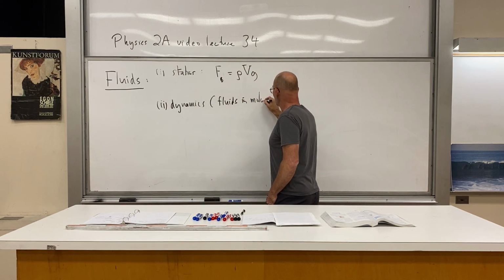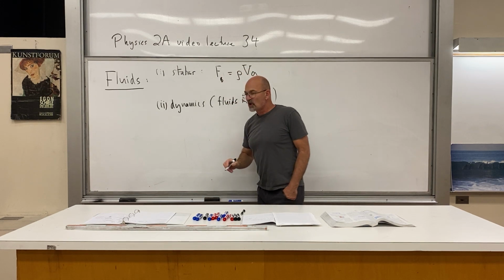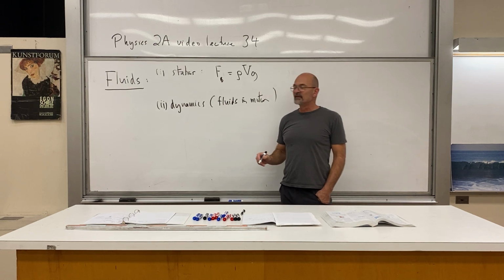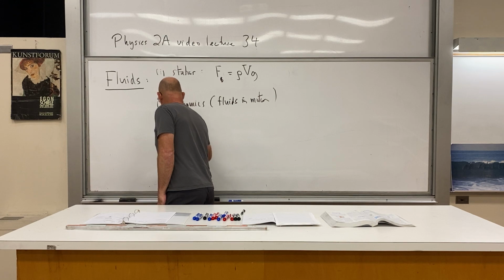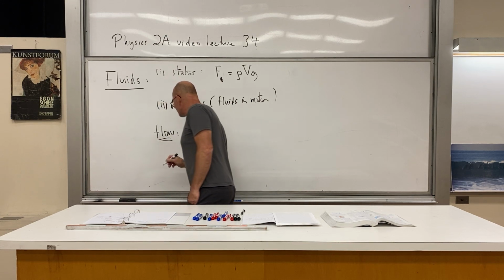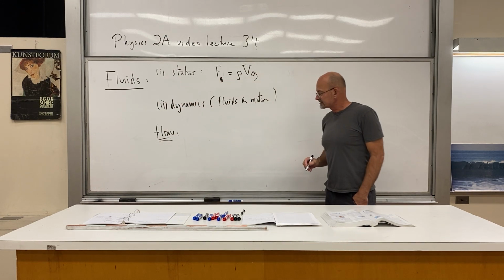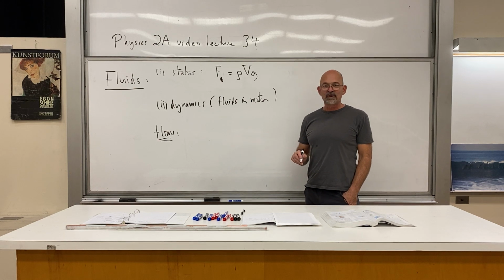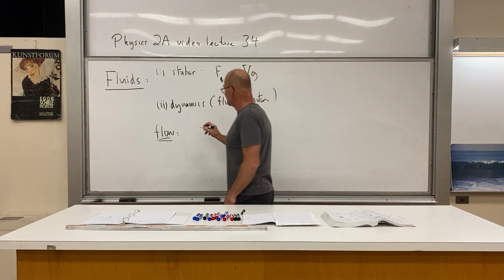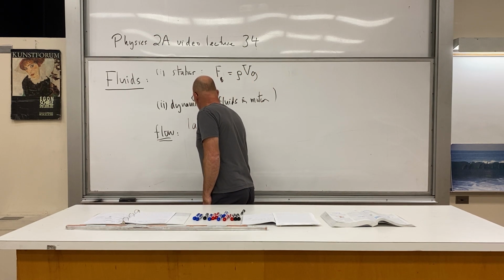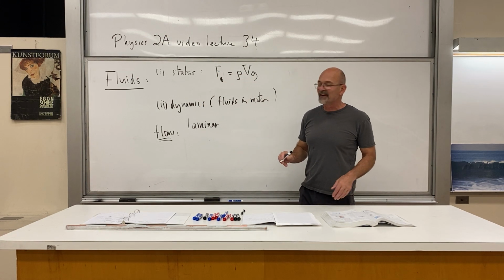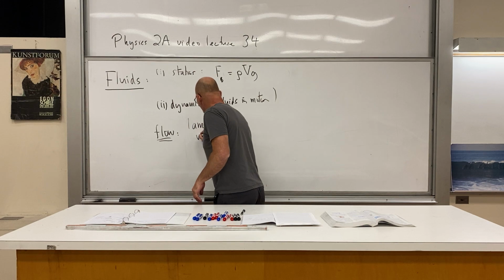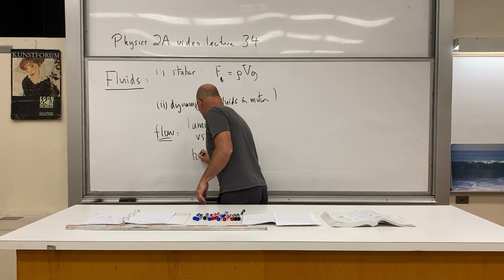And the first thing, we have to draw a distinction between different types of fluid flows. So we have a flow when a fluid is moving, and it can be either laminar or turbulent. Laminar is a smooth flow, and turbulent is a chaotic flow. So laminar versus turbulent.